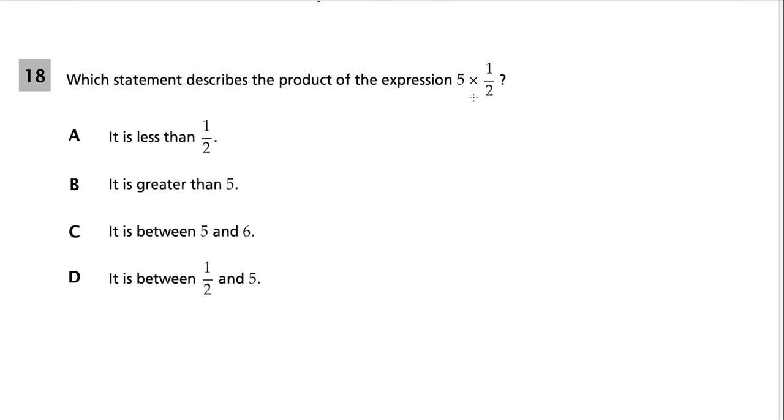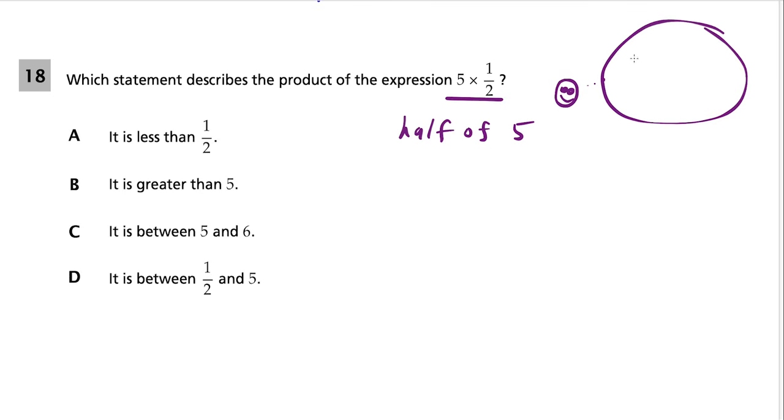We have which statement describes the product of the expression 5 times a half? Well, when I look at this, 5 times a half has the same meaning to me as taking half of 5. And if you have trouble taking half of 5, one way of doing this, if you have trouble dividing odd numbers by 2, is you could think of 5 is equal to 4 plus 1. So if I want to divide 5 by 2, I could divide 4 by 2 and 1 by 2 and add them. So 5 divided by 2 is equal to 4 divided by 2 is 2, plus a half. So half of 5 is equal to 2.5, which I could write as 2.5. We could write this as an improper fraction.